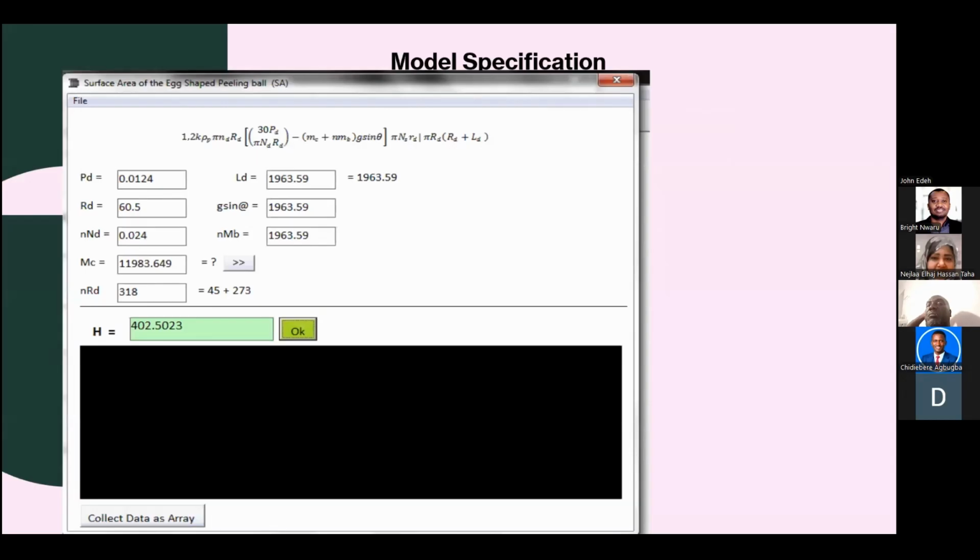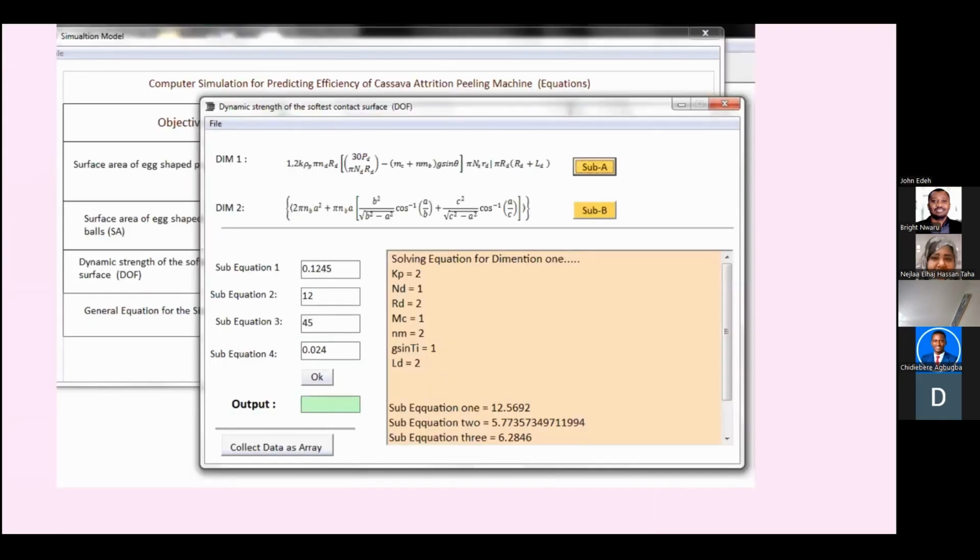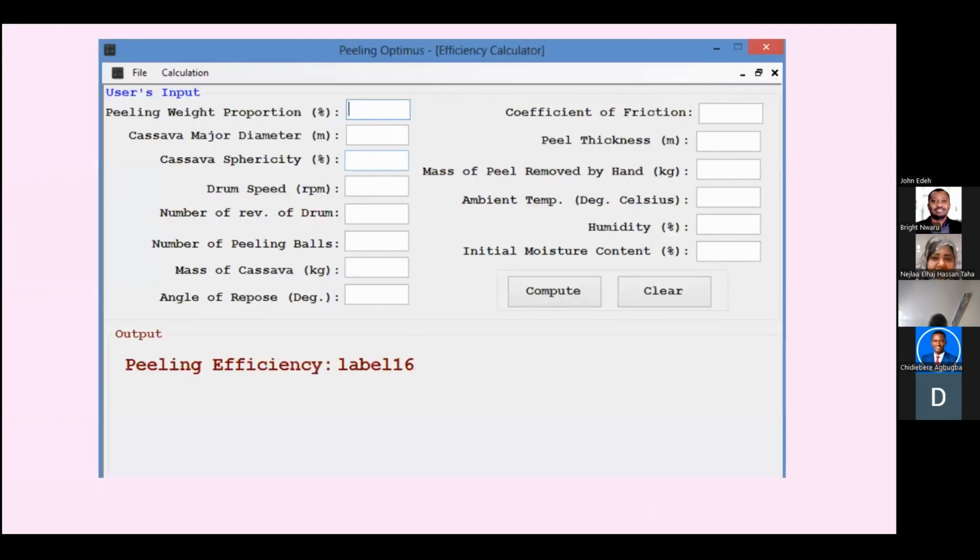They are interrelated. We broke them down into 3 basic parts. So the software, which is user friendly, requires that you input the input variables for any particular instance, and it adds them up for you, calculates, and gives you the peeling efficiency, which is this.